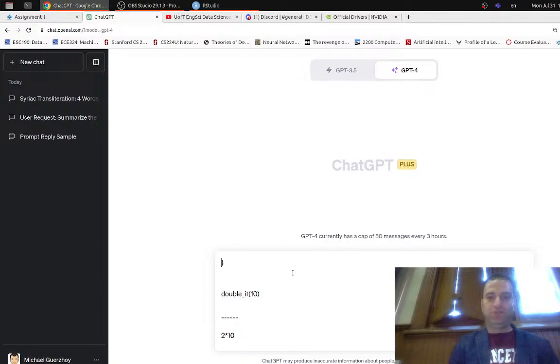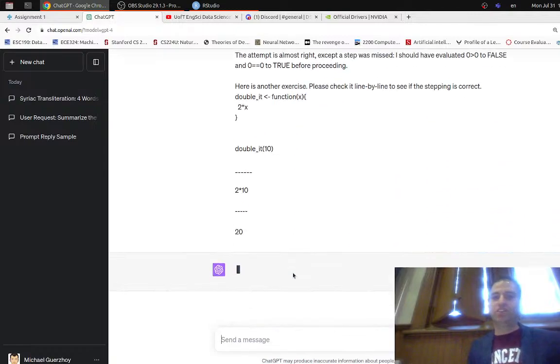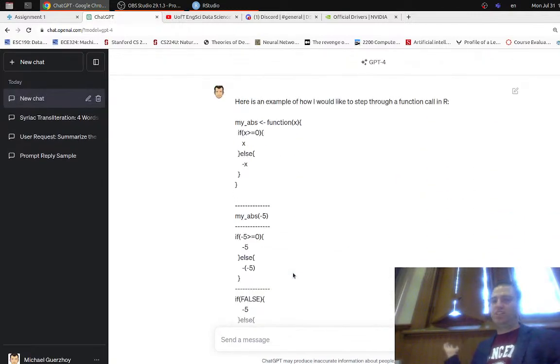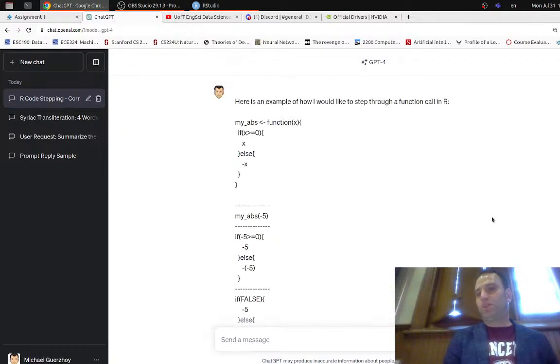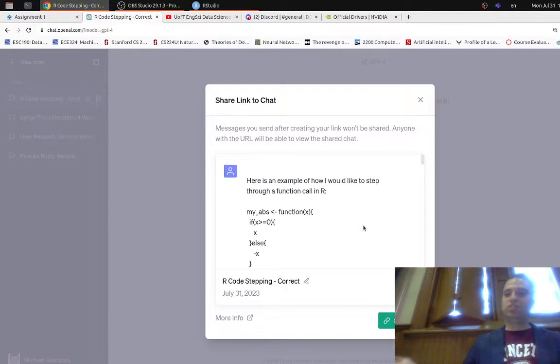Oops, I did not paste the right thing. So I'll paste the prompt. And now I have the entire prompt and I have the solution at the end. So this is the correct solution. GPT-4 sometimes gives us a different answer every time. So we'll check if it says that it's correct. And as you see, it says the stepping for the code given is indeed correct. Great. So what I can do now is get the link for the transcript of this conversation, which anybody can view. So I'll say copy link.